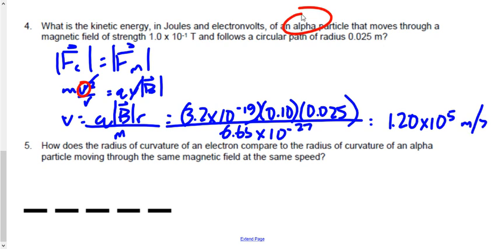Now, we want to find the kinetic energy. Hey, look, we're the Vikings. We made it to Newfoundland. Look what we found. I can find the kinetic energy now just by saying EK is equal to 1/2 mv squared. So it's 1/2 of 6.65 times 10 to the minus 27 times that speed that we just found.